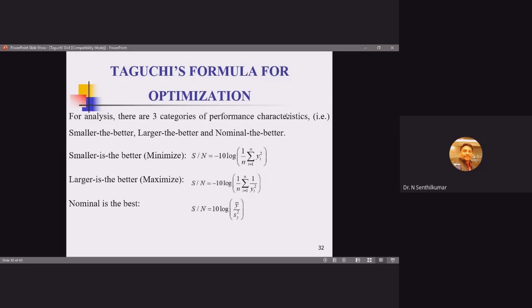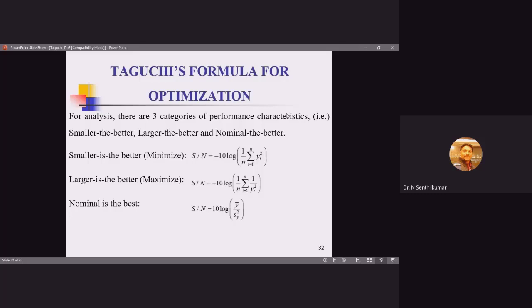In Taguchi's optimization procedure, we are going to have 3 quality characteristics. Since we are going to build in the quality, we call the outputs quality characteristics, in which we have the objective of maximizing, minimizing, and nominal, that is the target value. Mostly we will be using the first 2 formulas. The first one is minimization: surface roughness, number of defects. These things have to be reduced or minimized. For that case, I have to use the first formula.